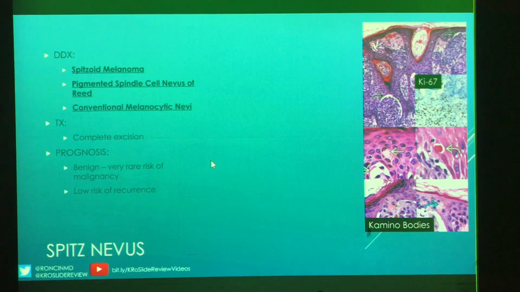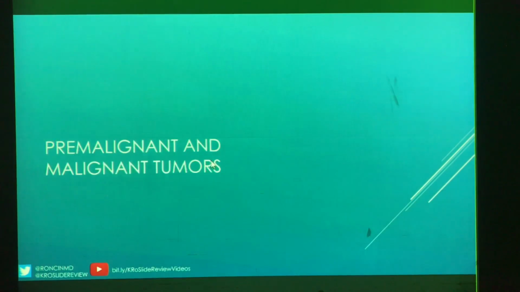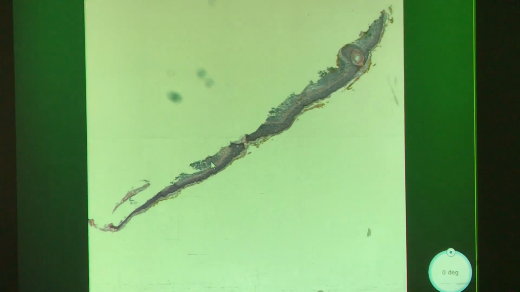Okay, but that's our Spitz nevus. So we're moving on to pre-malignant and malignant tumors. So this is case 9.